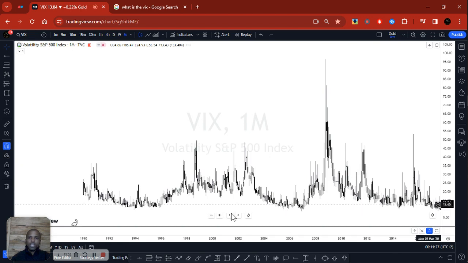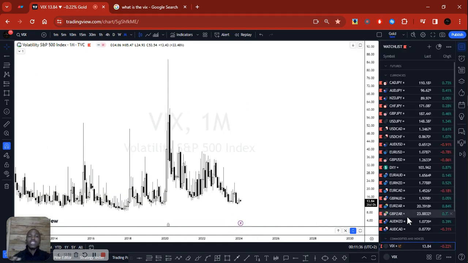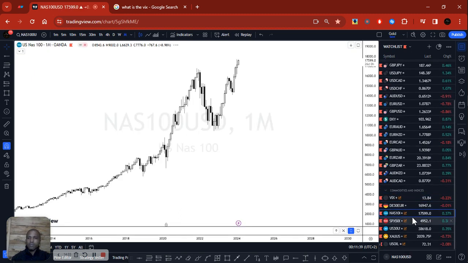I think it will be easier on the monthly to spot all these recessionary times. As you can see, I've locked my cursor here. So let's go into indices, right? Let's see if they went in the opposite direction. So let's go into NASDAQ. As you can see, NASDAQ spiked lower. Obviously on the monthly, it's just two monthly candles lower.